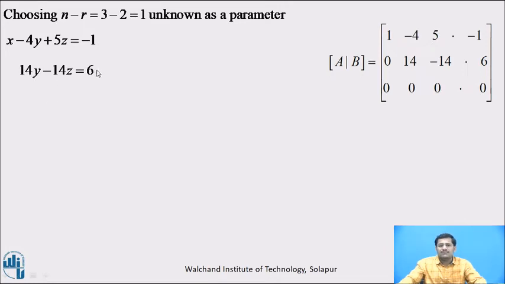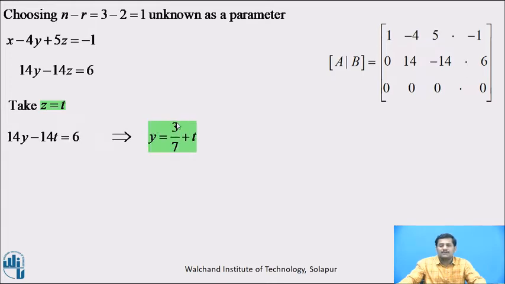Now in this last equation you can choose either y or z as a parameter. Here I am going to choose z as a parameter t. So now putting the value of z equal to t in this last equation, we'll get the value of y. This is the equation and we have replaced z by t, and if we solve this we'll get the value of y as 3 by 7 plus t.